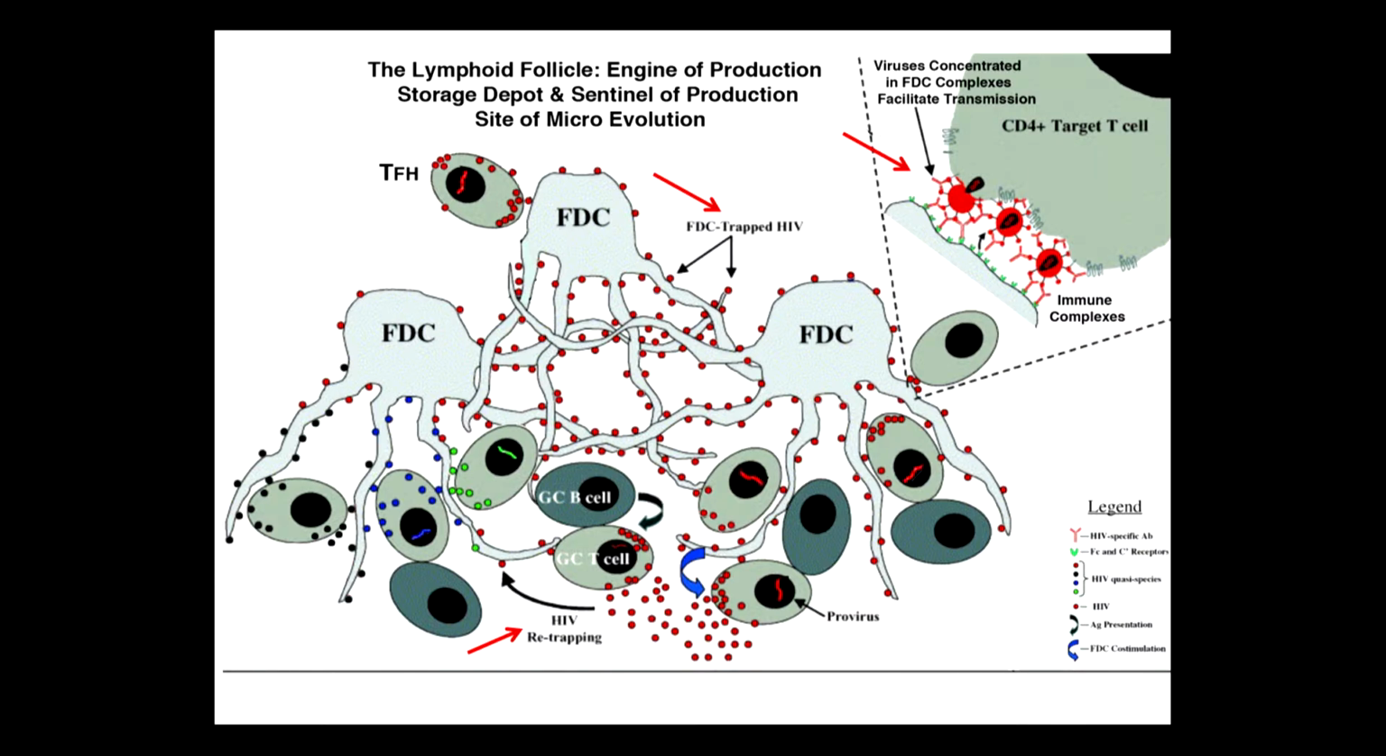And now we're not talking about just RNA producing cells in the T cell zone. We're talking about the follicle. We're talking about this little engine of production that occurs in this unique anatomic space. And this is what it looks like.